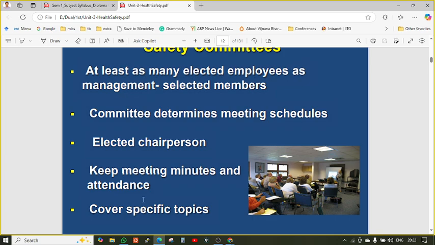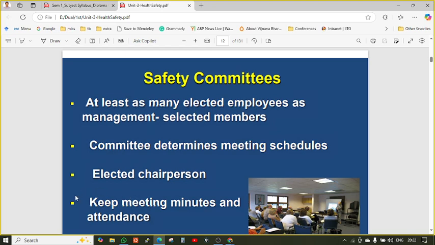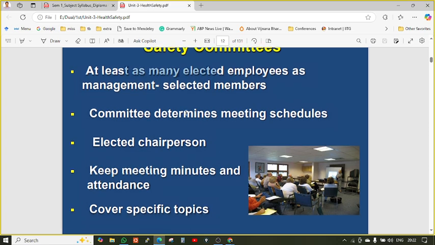In order to avoid that, a safety committee or safety department is present in every industry, like the environmental health and safety department. These three EHS departments work together in a single module, and a committee is formed in the institution or organization, which is called the safety committee. In that committee, elected employees and management are selected. Who are the members of the committee?